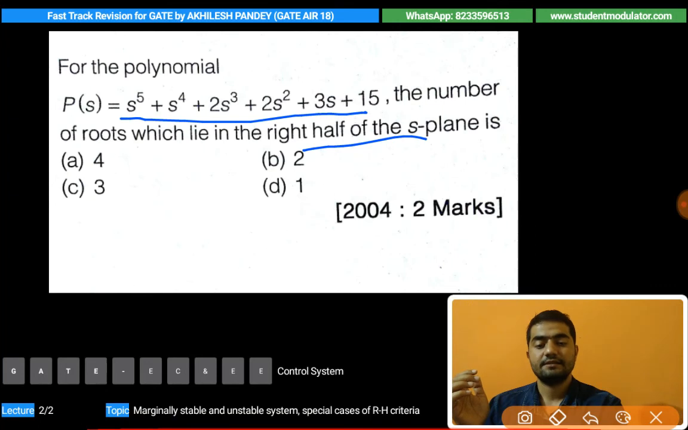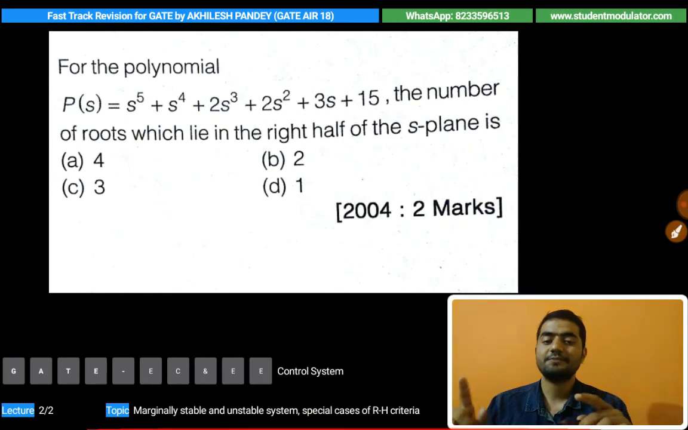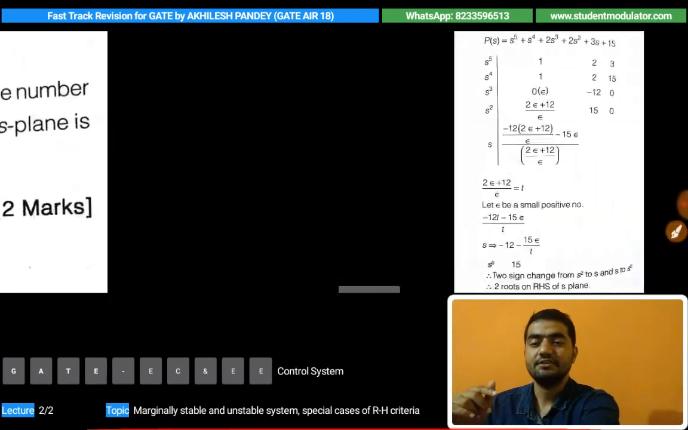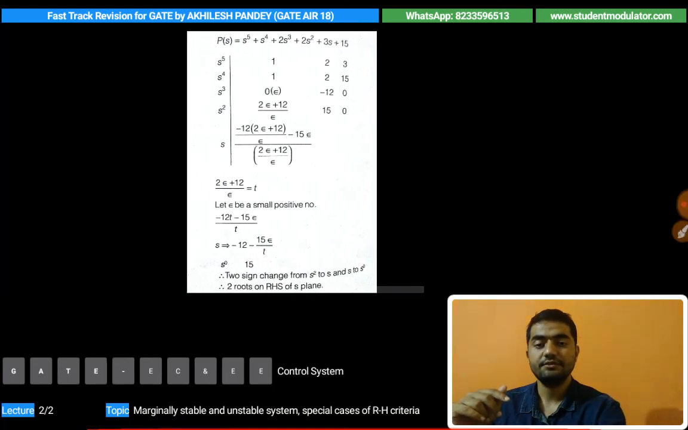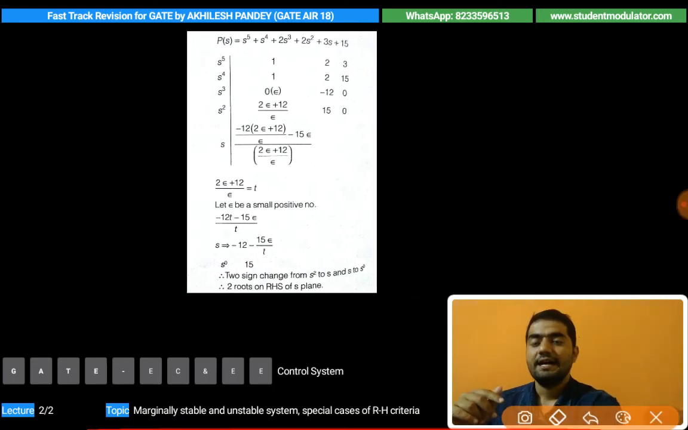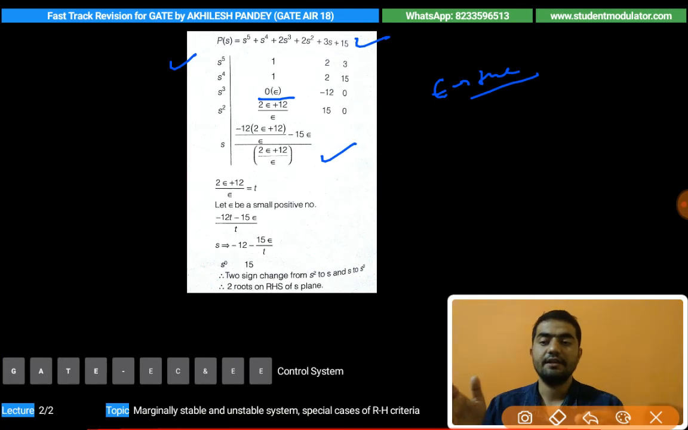So let's solve it by the first method that we have studied just now. Here we have the solution using the first method, and we can see that this is the characteristic equation. We have formed the Routh Hurwitz table, and here we have got the result 0. So once we get the result 0, we will replace it by epsilon, a small positive value, and now further we will complete the entire Routh table.